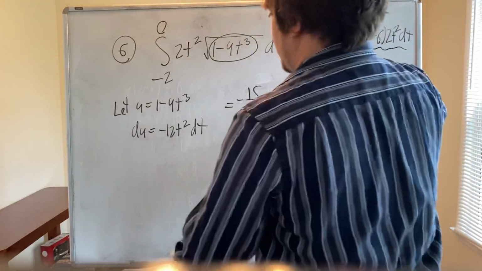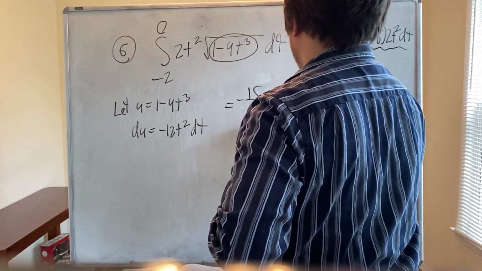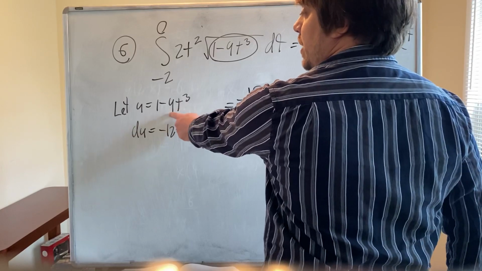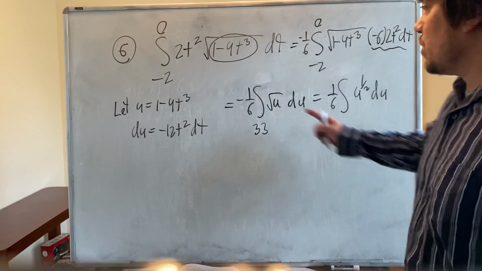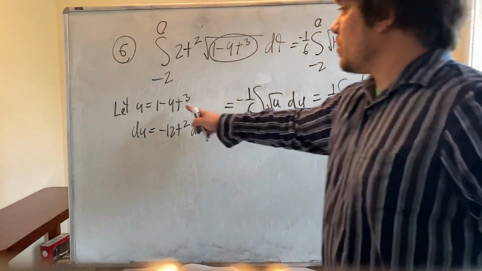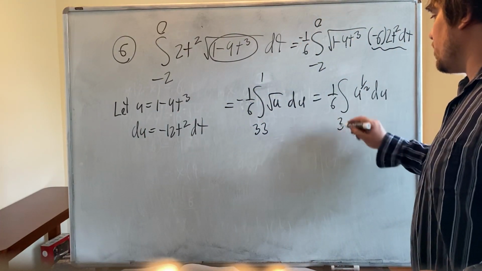When t is -2, you get 33 for u. -2 cubed is -8, -8 times -4 is positive 32, plus 1 is 33. So you just plug in t equals -2 there, and you get u is 33. When t is 0, then you get u is 1. Okay, so now these are the limits of integration.